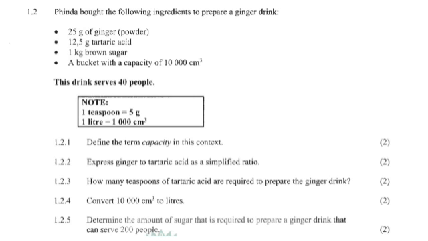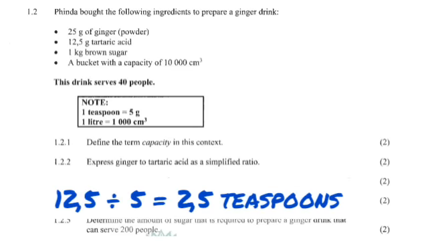1.2.3, how many teaspoons of tartaric acid are required to prepare the ginger drink? We see that we need 12.5 grams. 1 teaspoon is made up of 5 grams. So the simple thing to do here is take 12.5 grams and divide it by 5 grams. And this shows me I need 2.5 teaspoons. That's what's going to be required to fill that in.